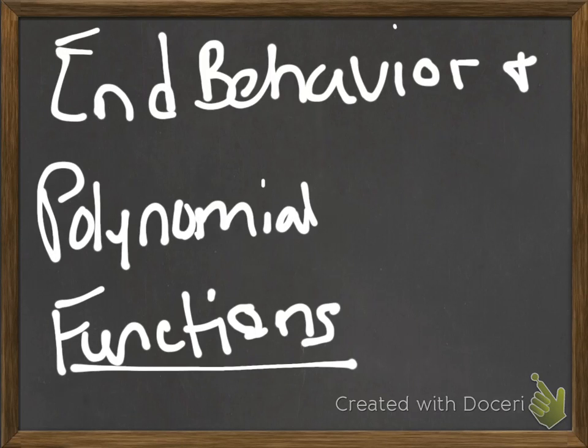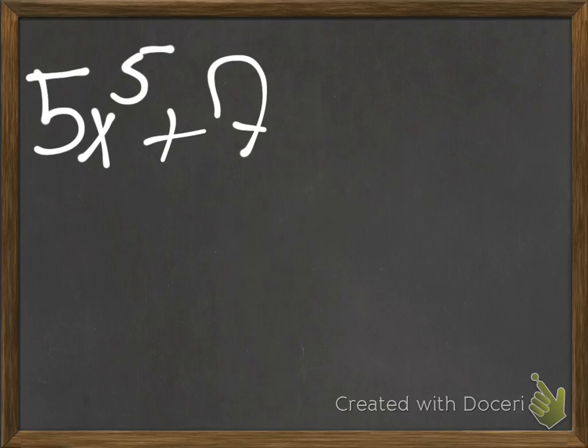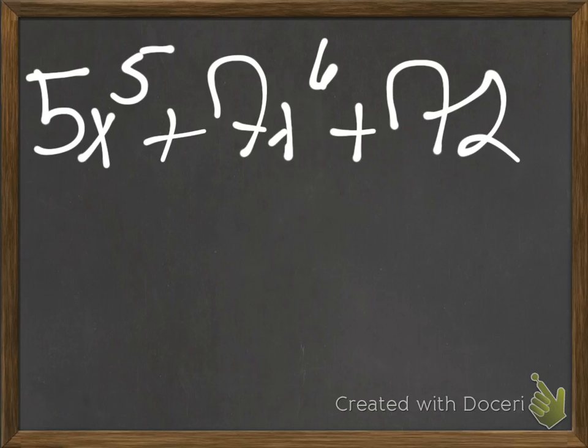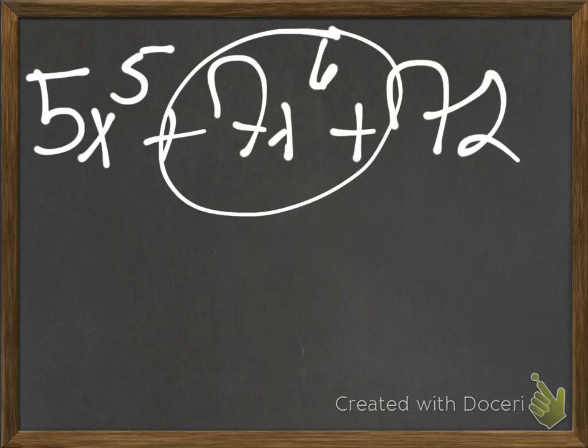End behavior in polynomial functions. To find end behavior, you must first find the leading coefficient in a polynomial function. So let's say we have the equation 5x to the 5th plus 7x to the 6th plus 72. The leading coefficient would then be 7x to the 6th since it's the highest exponent.